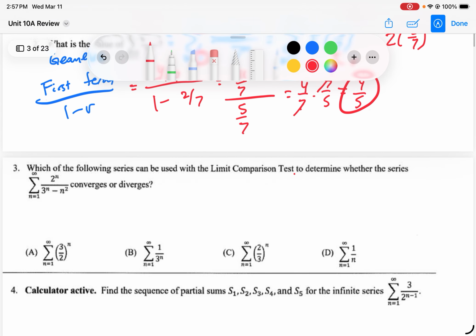All right, which of the following series can be used with the limit comparison test to determine whether this series converges or diverges?